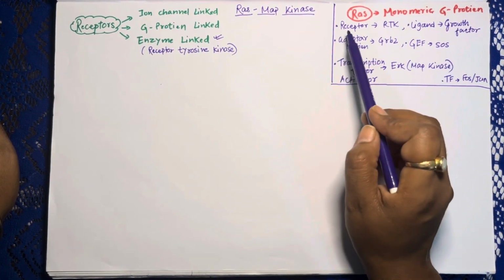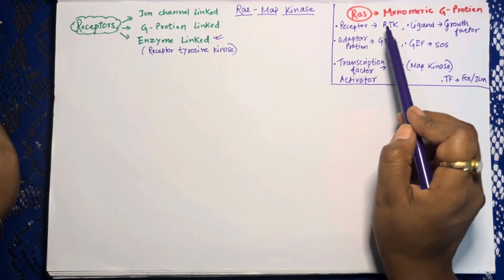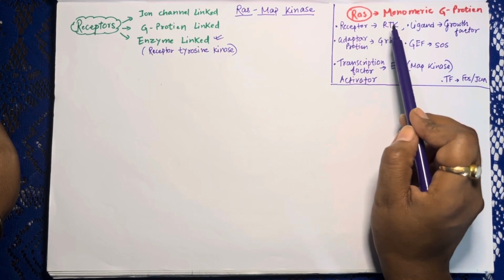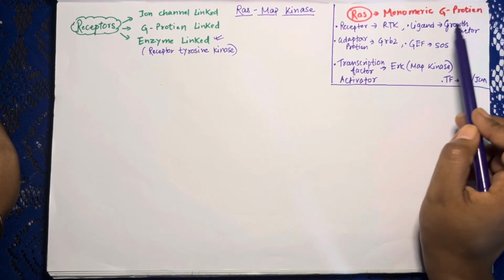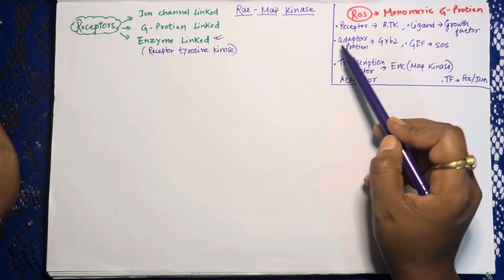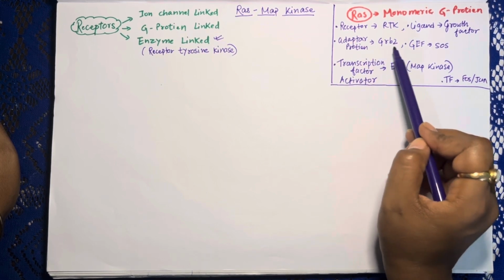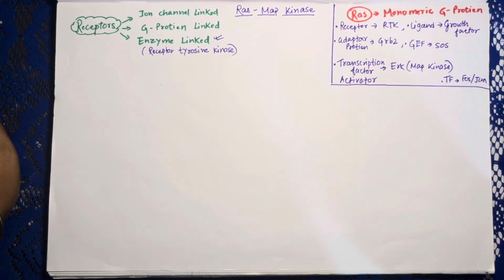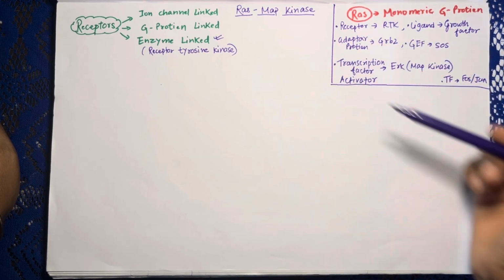As I have already mentioned, in this entire pathway the receptor is RTK, that is receptor tyrosine kinase. The ligands can be of different types, but I am just giving an example that the ligand can be a growth factor. There will be some adapter protein. Here GRB2 will act as an adapter protein. Everything will be clear once we start the pathway, but here I am just giving you an introduction about the proteins involved in the pathway.